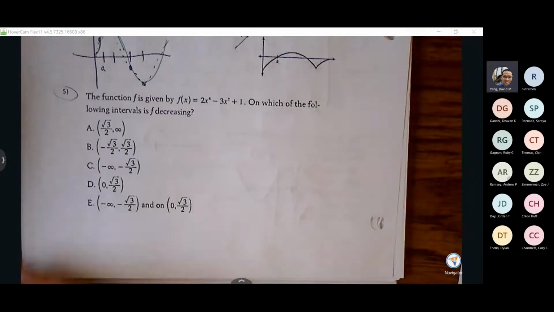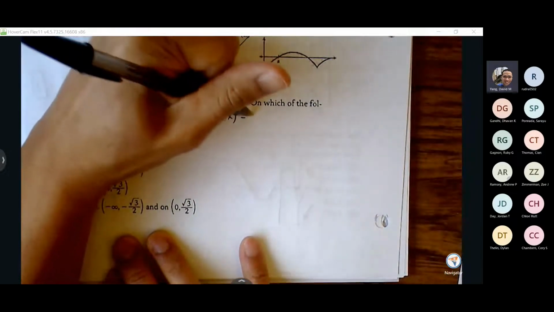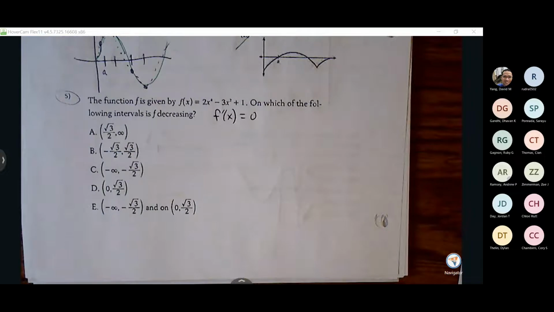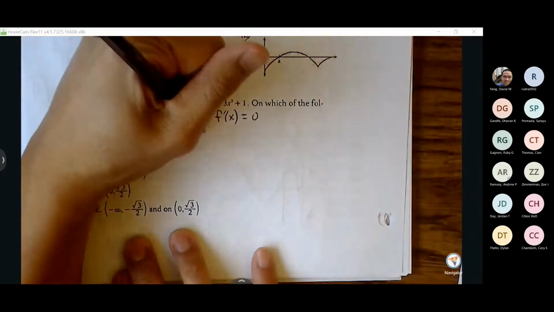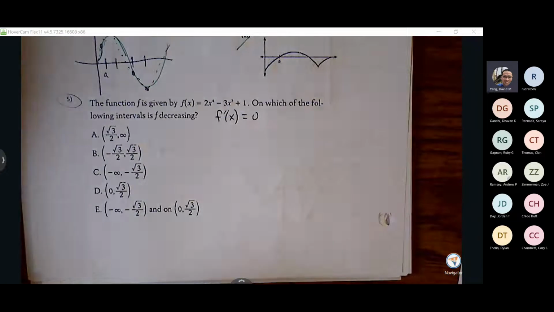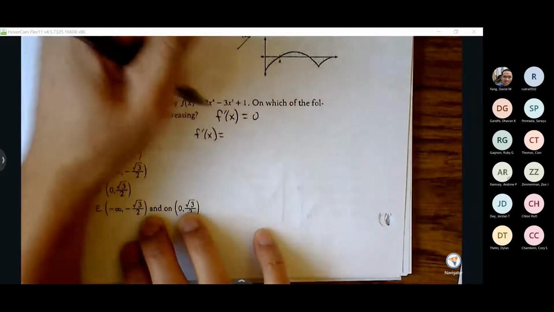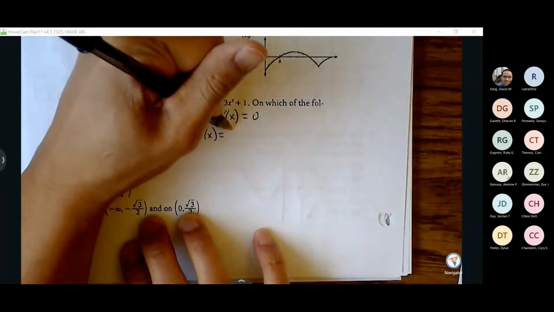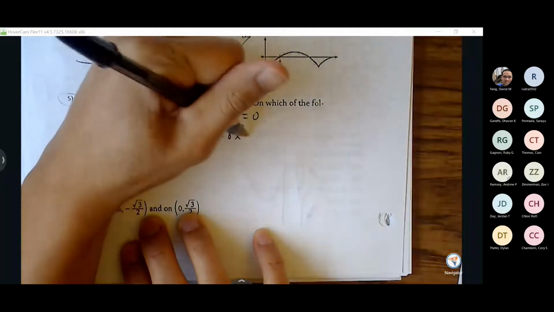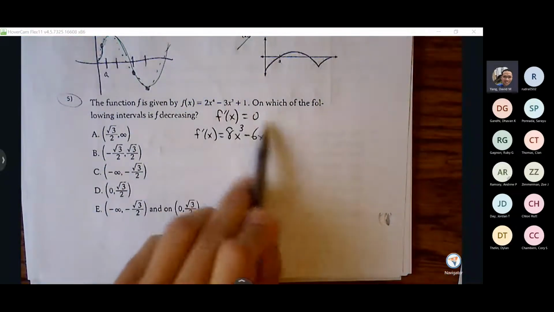Okay, so first derivative test: find f prime, set f prime equal to 0. And then once you find your critical points, populate your sine line, and then test your intervals. Okay, power rule. One goes away to 0.